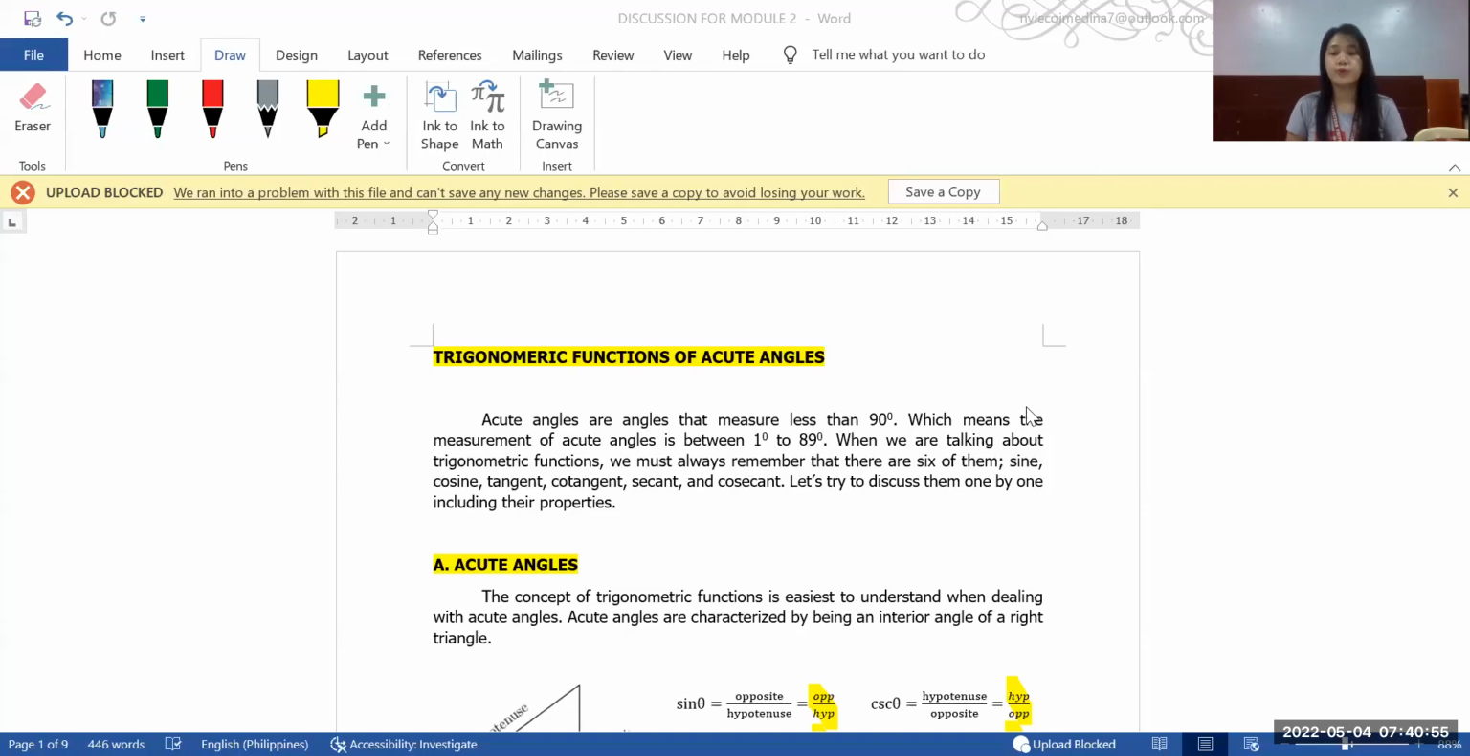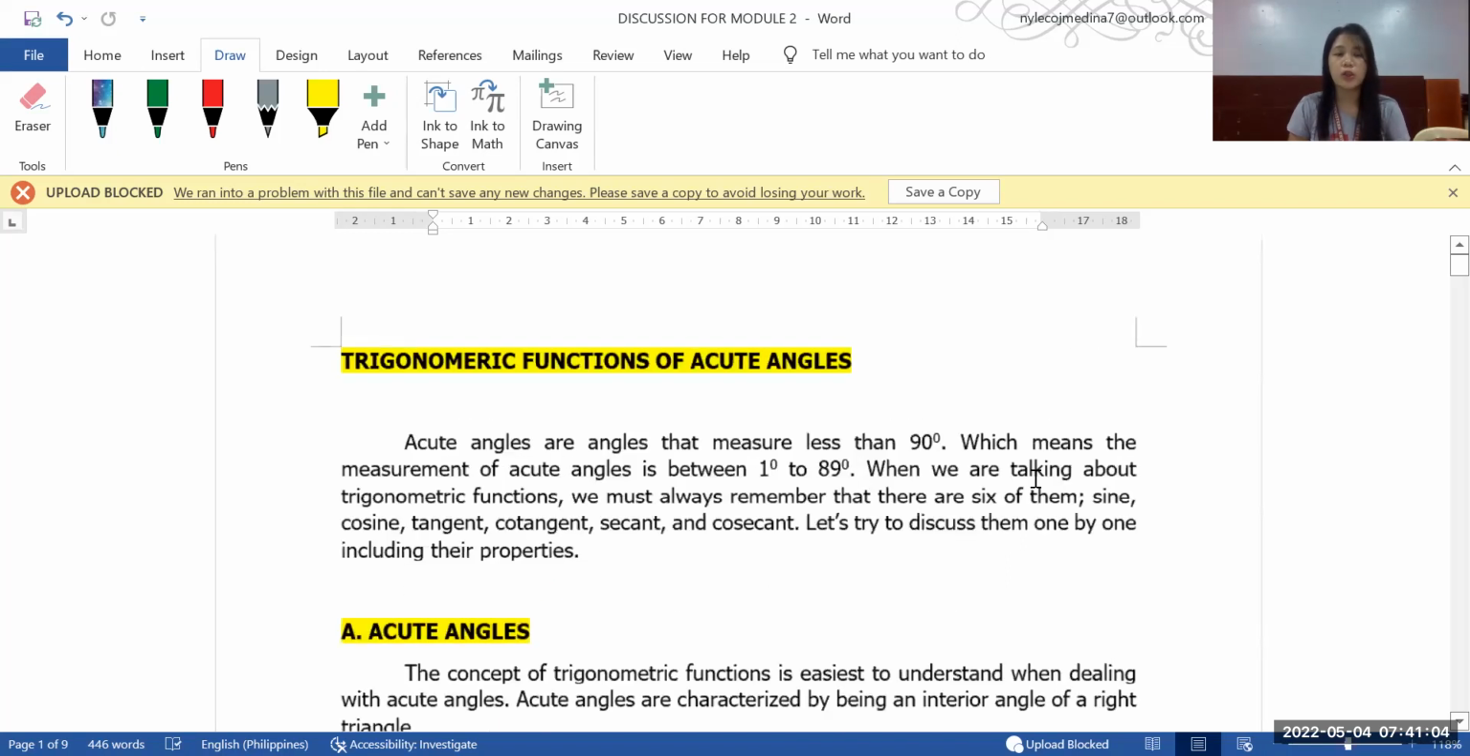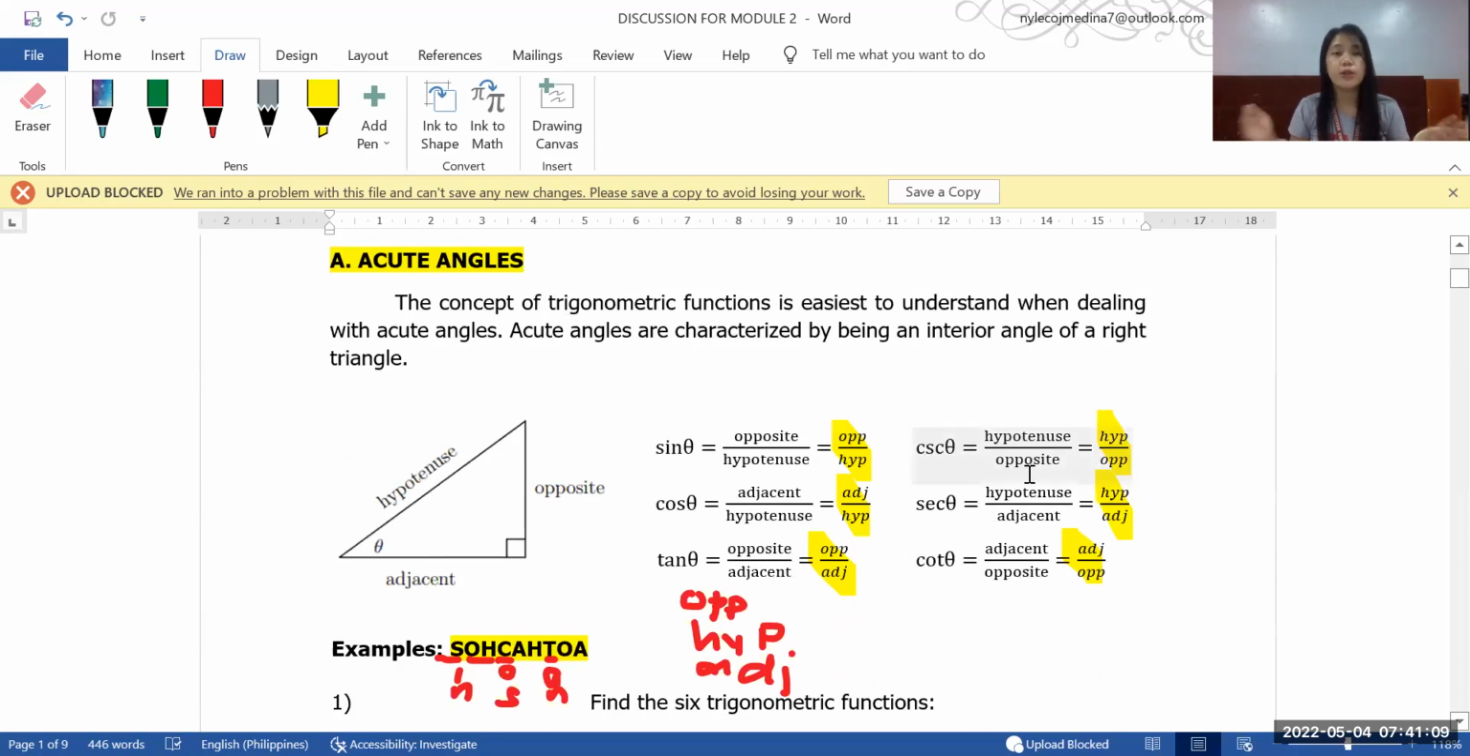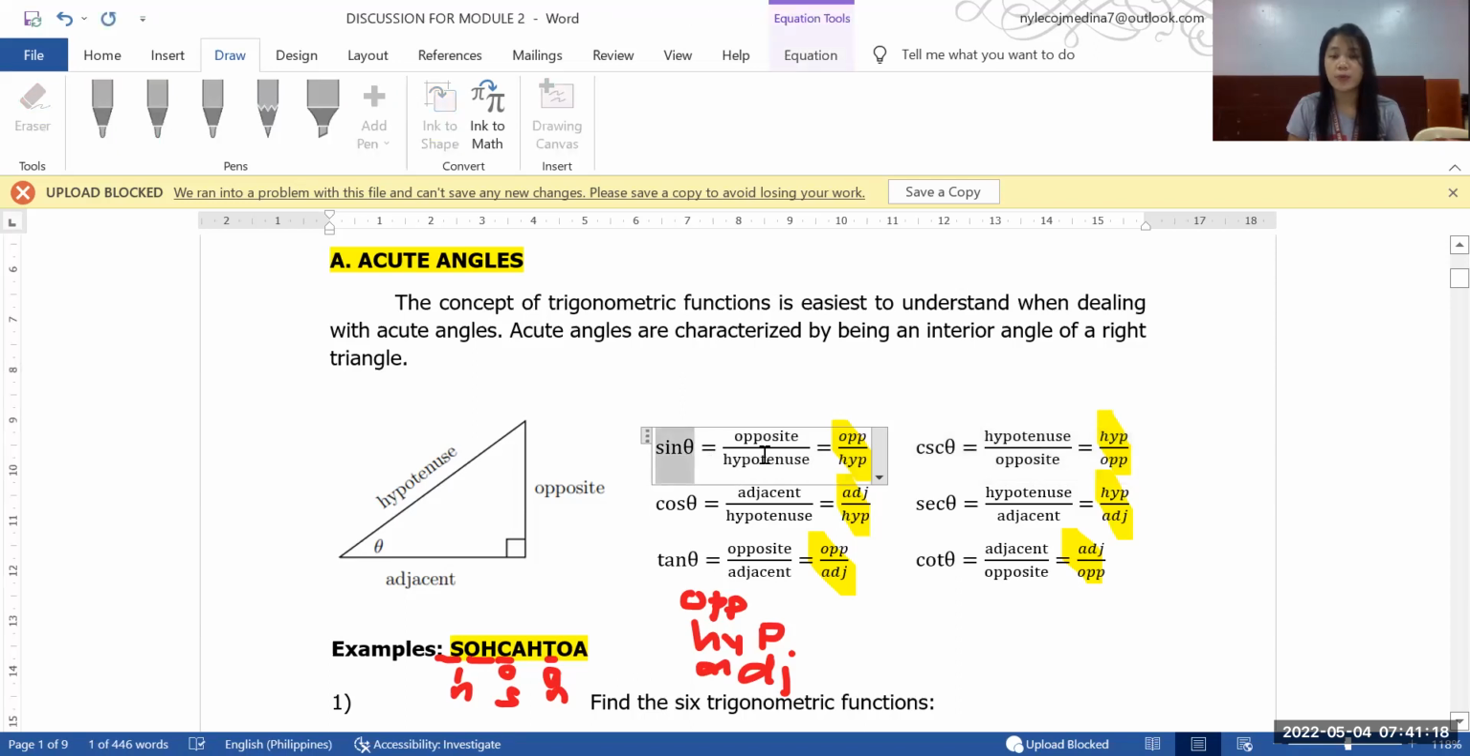Okay, so good morning. Now, let us try to go back to our topic last time before we could proceed to the new one. So last time, I discussed the different trigonometric functions that you can use to solve the missing parts of a right triangle. So we have here your sine, which is opposite over hypotenuse, your cosine, which is adjacent over hypotenuse, and your tangent, which is equal to opposite over adjacent.